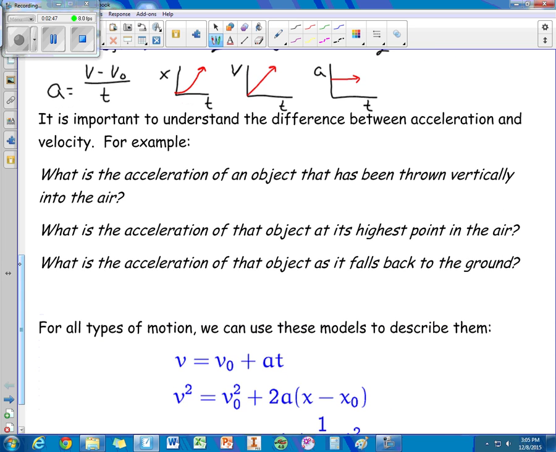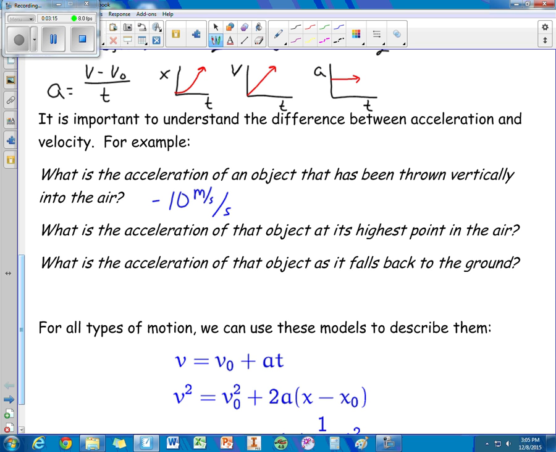Now, it's very important for us to understand the difference between acceleration and velocity. As an example, what is the acceleration of an object that has been thrown vertically into the air? Well, once you throw something up, as soon as it leaves your hand, it starts to slow down. So that means it's accelerating, a negative acceleration. And as it turns out, its acceleration is going to be negative 10 meters per second for every second.